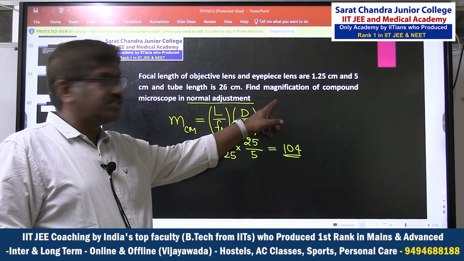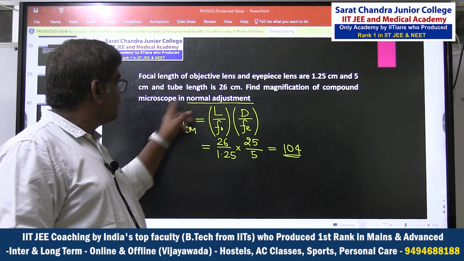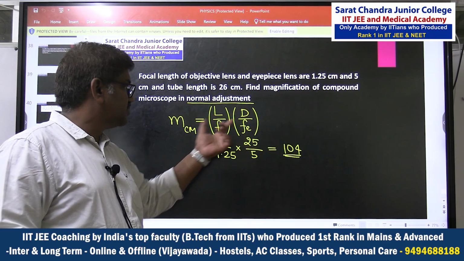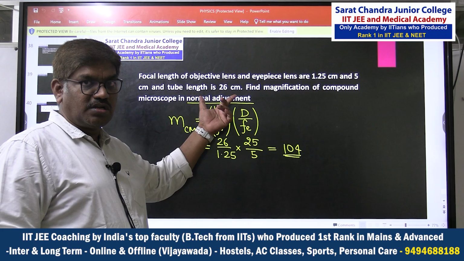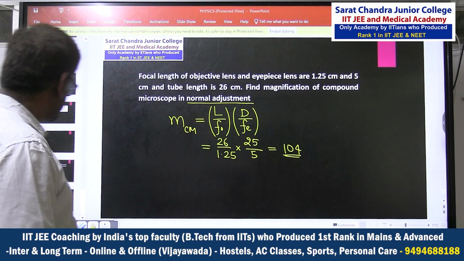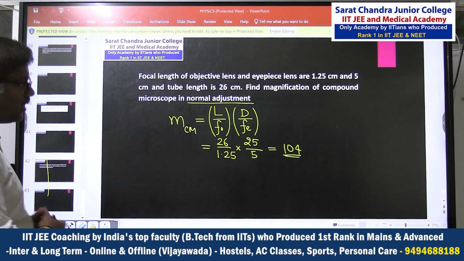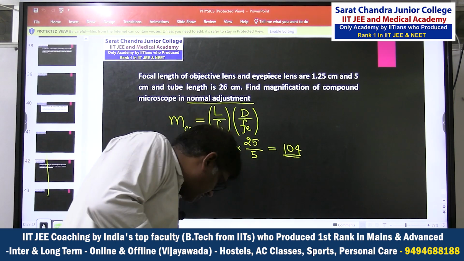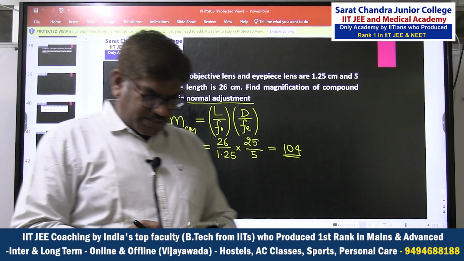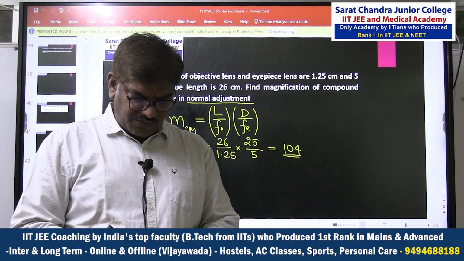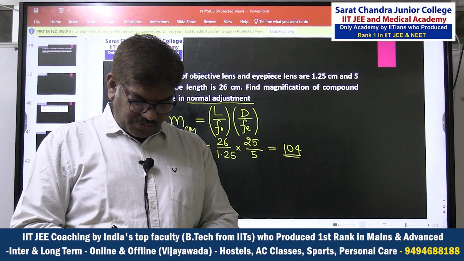If the image is formed at the least distance of distinct vision, it becomes 1 plus D by f_e, right? That is the only change. But since they are talking about normal adjustment, the direct formula is there. So again, a very easy question. Okay, these are some of the questions which we discussed here. Some more questions are also there, which we received from different students.